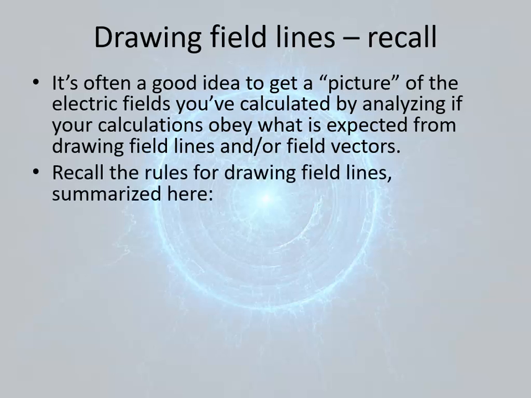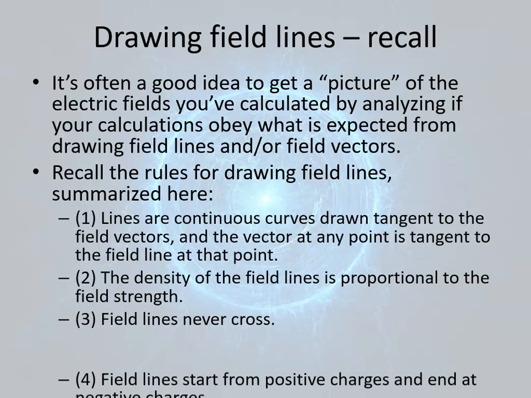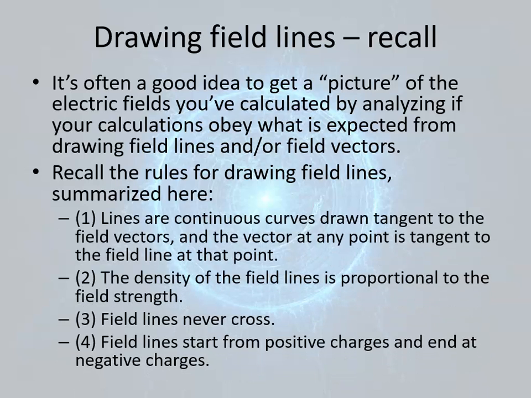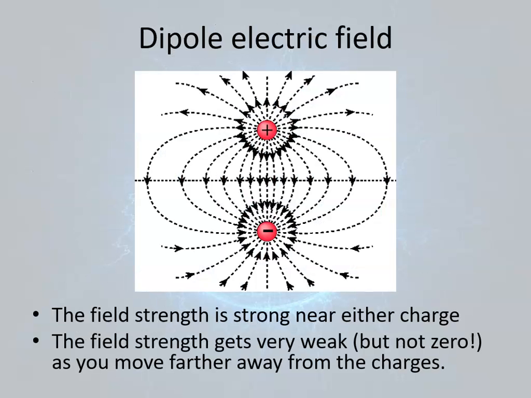So recall from drawing field lines that lines are continuous curves drawn tangent to the electric field vectors, and the vector at any point is tangent to the field line. The density of field lines is proportional to field strength. Field lines never cross, and field lines start from positive charges and end at negative charges. So this is something that we already drew before, except we had it rotated, but here we have a dipole electric field. You have a positive charge and an equal magnitude negative charge divided by an axis of symmetry, and that's how the electric field looks.